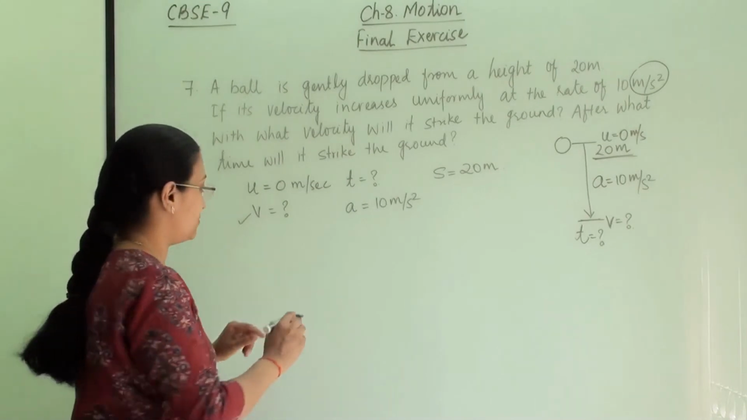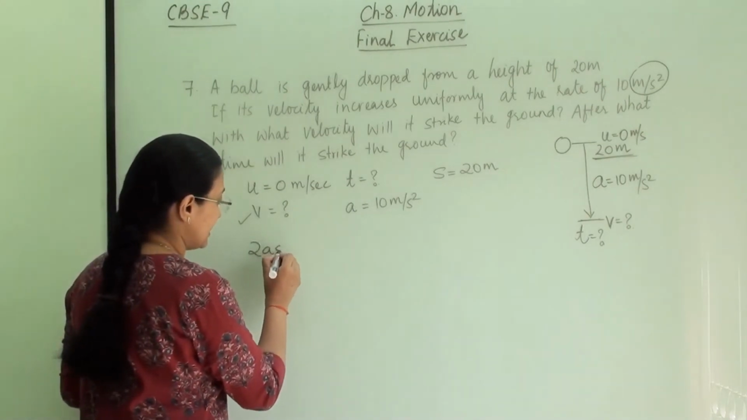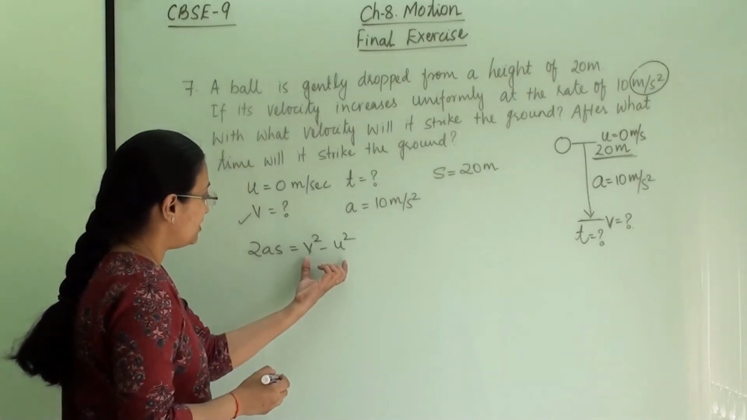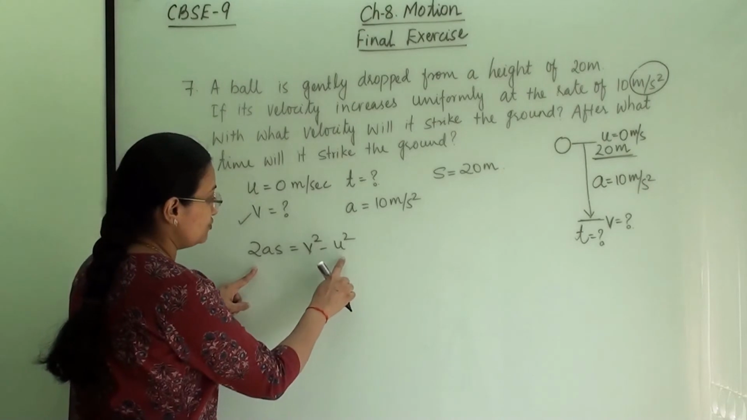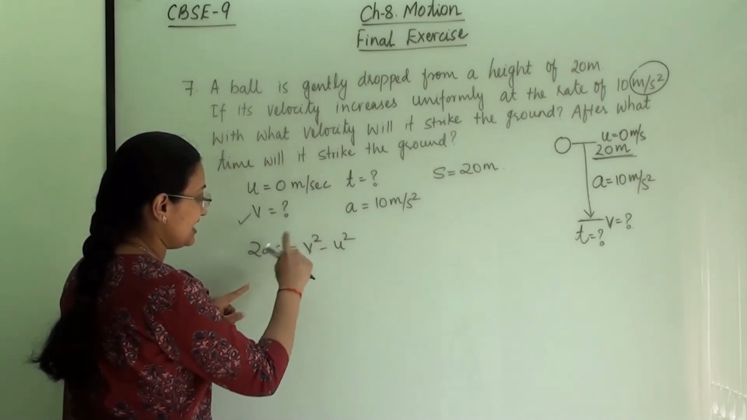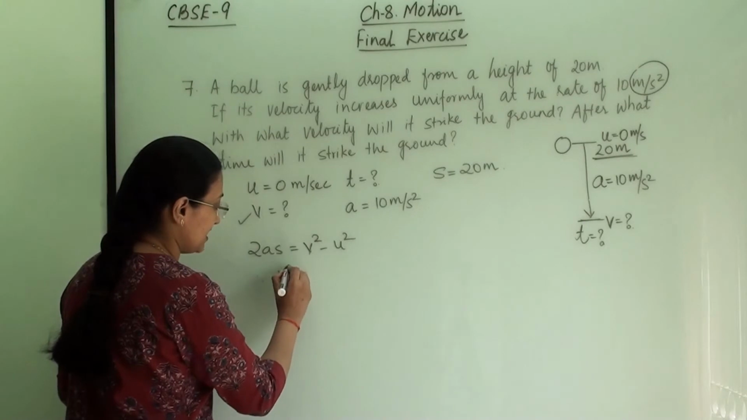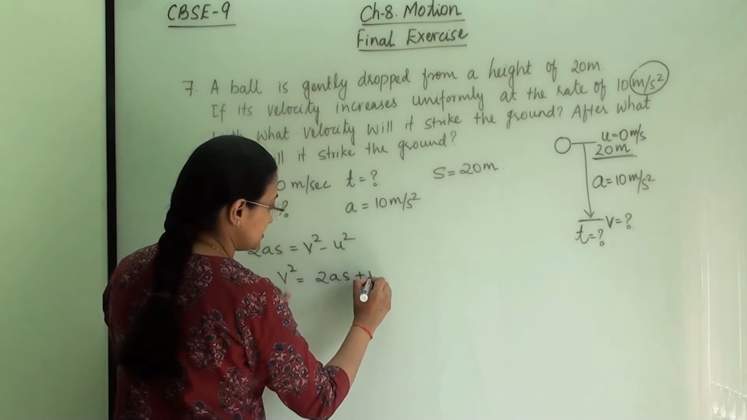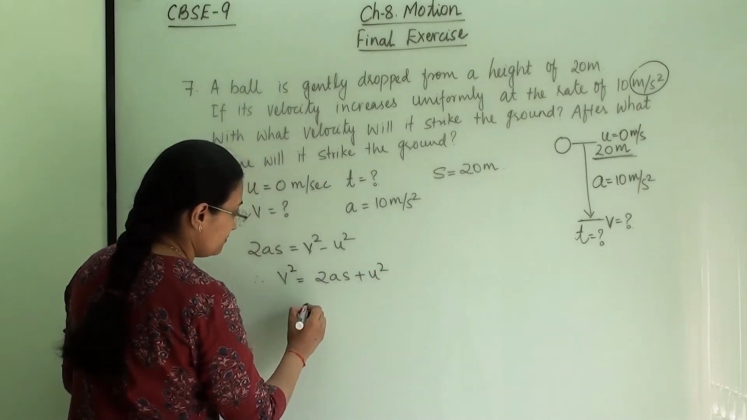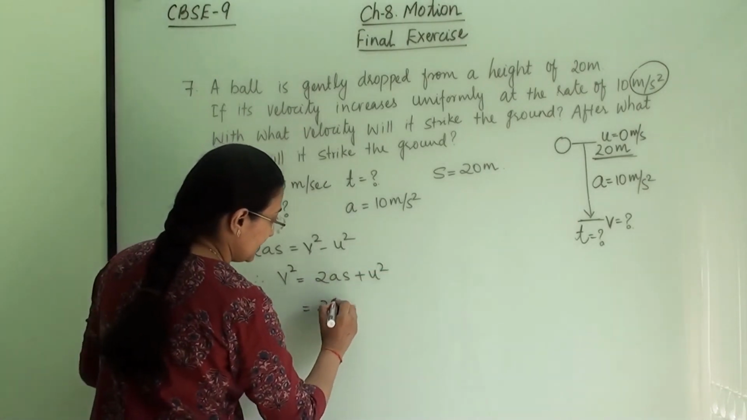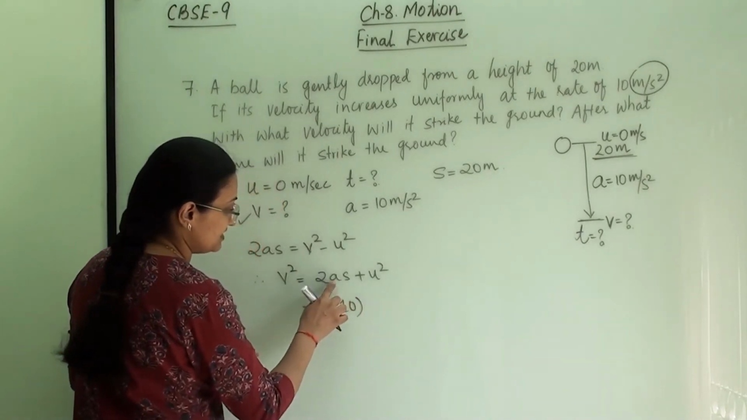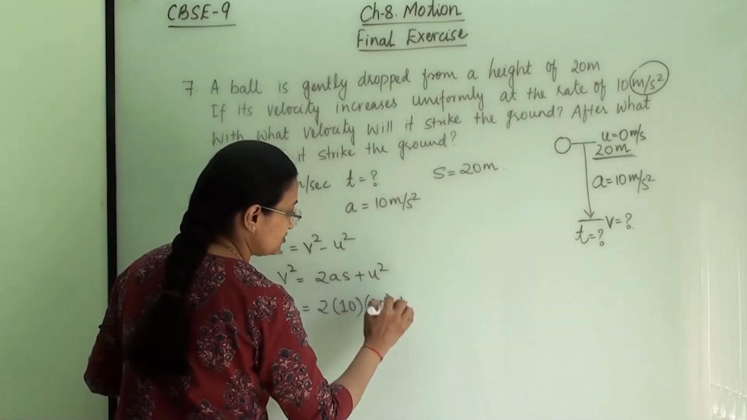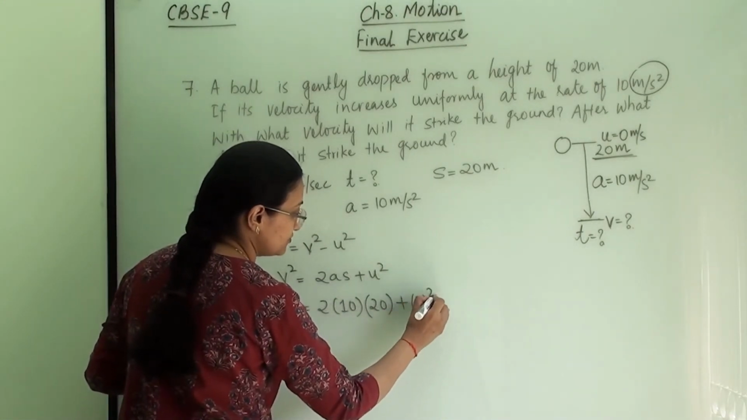So we have the equation 2as equals v square minus u square. Now we know a, s and u. We have to find out v. So let us rearrange this equation. v square equals 2as plus u square. Now equals 2 into 10, 10 is our acceleration, s is 20. So here we will get 20, and plus u. u is 0, so 0 square.